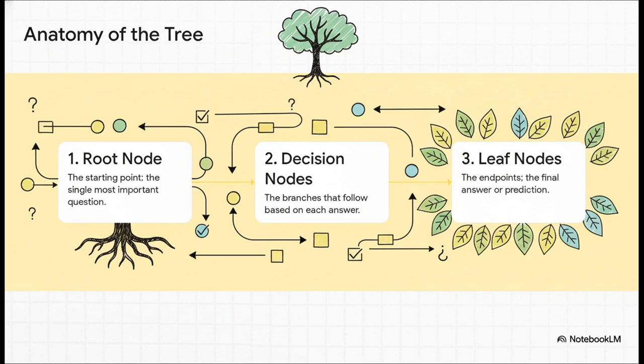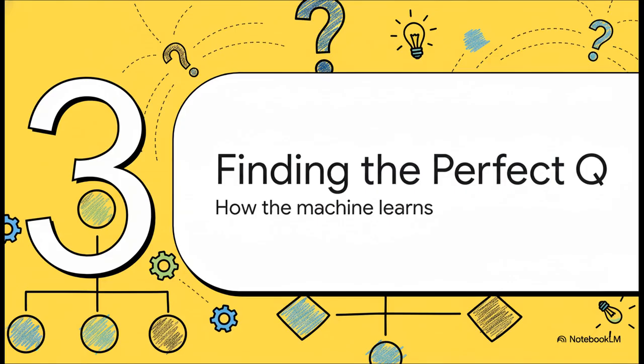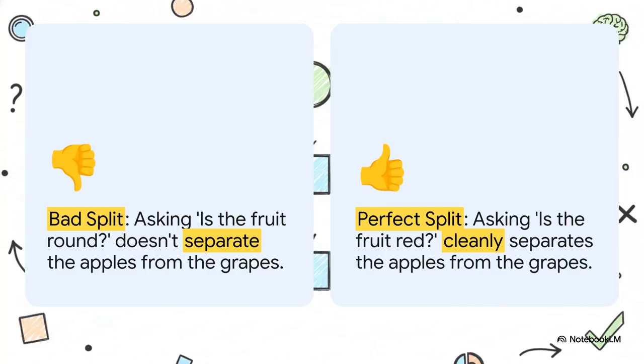Simple as that. Okay, but this brings us to the really crucial part, right? The big question. How does the machine actually learn? I mean, how does it know which question to put at the very top, at the root, and which one should come next? This is where the magic really happens. So the algorithm's main goal is to find questions that create the cleanest possible split in the data.